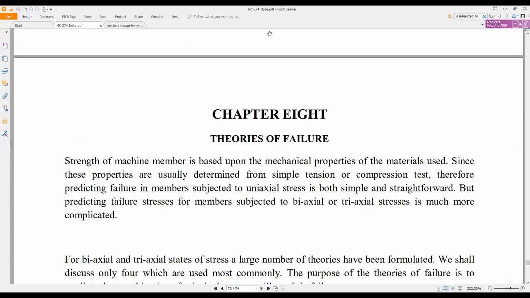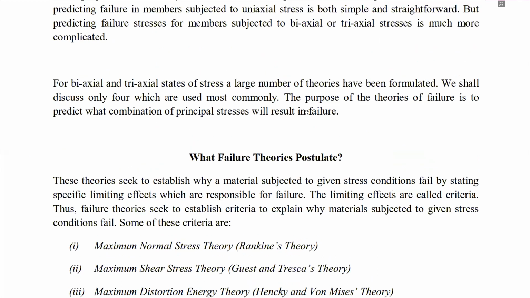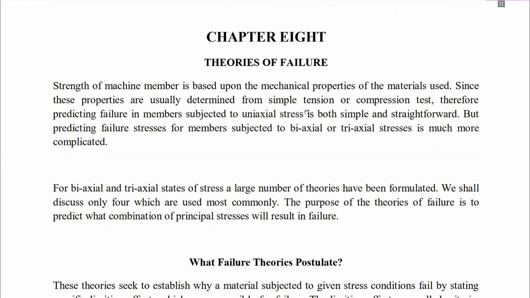So we're looking at theories of failure. The strength of a machine member is based upon the mechanical properties of the material used. Since these properties are usually determined from simple tension or compressive tests, predicting failure in members subjected to uniaxial stress is both simple and straightforward. But predicting failure stresses for members subjected to biaxial or triaxial stresses is much more complicated.